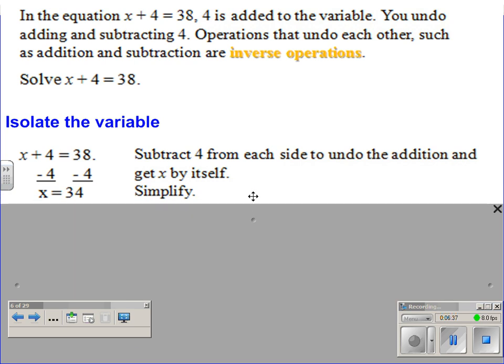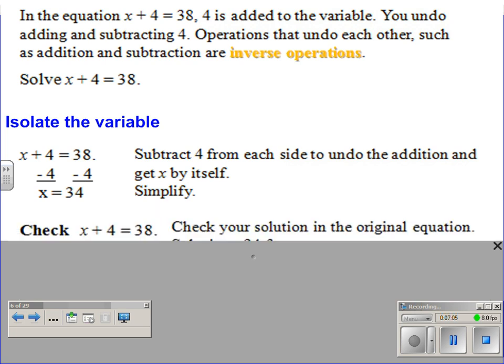Next step, simplify. Simplify means apply the inverse operation you did. Apply the property. Well, x plus 4 minus 4 gives me x. 38 minus 4 gives me 32. I have now simplified it. Have I isolated my variable? Yes. My x is all by itself over here. I know what x is. I've solved for x. I now know what x stands for.